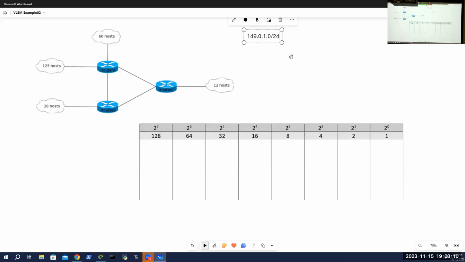I think I heard it. /25, right? Because for 125 hosts, we need 7 bits. So 7 bits means that we can only have 1 bit that's reallocated. And so 1 bit gives us 2 networks. So just write down, that's the first network. And you could assign that to the 125 hosts. But what's the second network? What's the second /25 that's created?